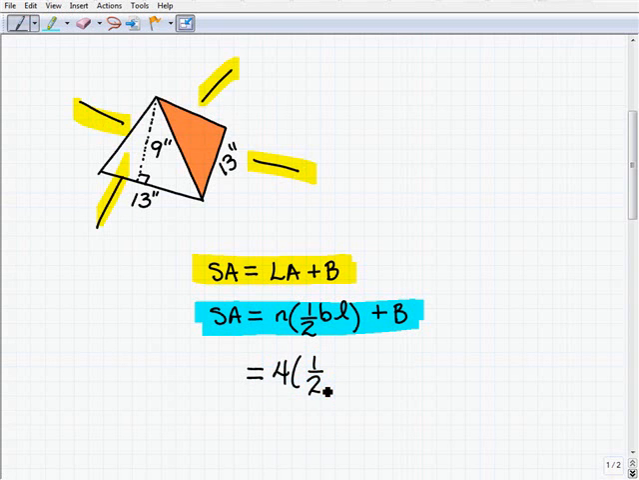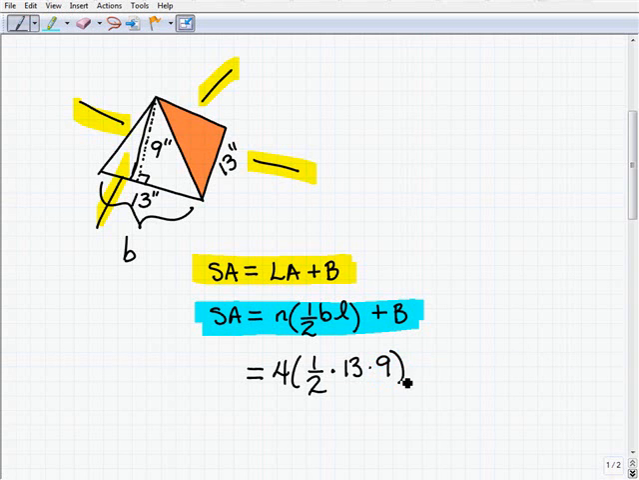Then 1/2 b. B is the base of the pyramid, and you can see that is 13, so that's our b here. So 1/2 times 13 times L. And L represents the length from the bottom of the pyramid to the peak. Not the height of the pyramid, but the length if you were going to travel up the side of the pyramid to the very top, that length is 9.